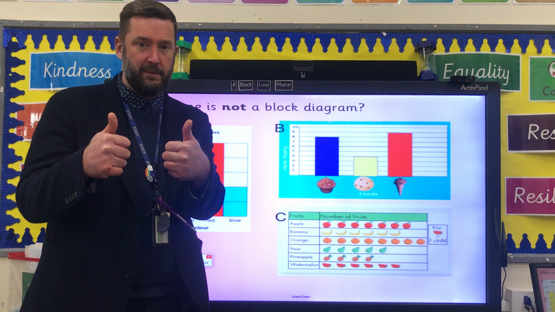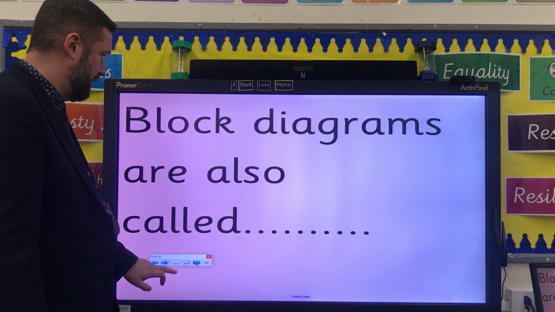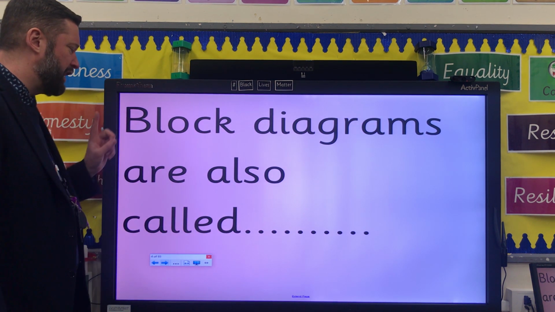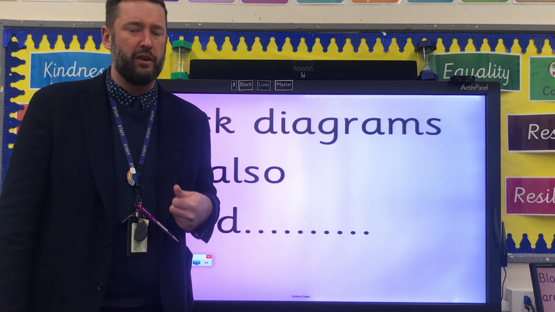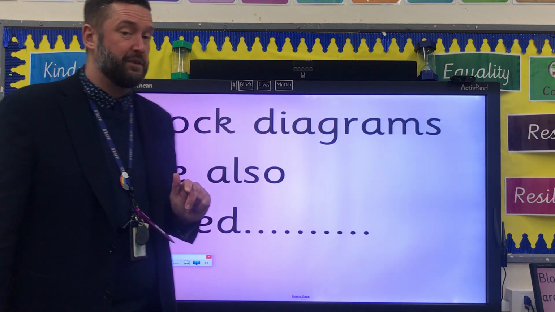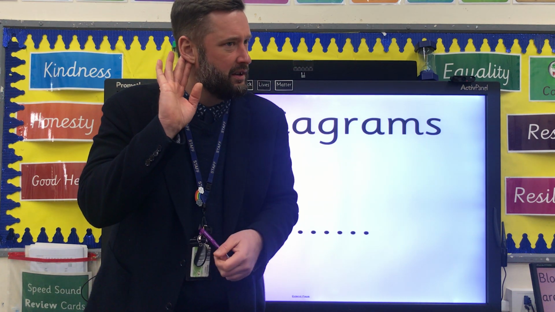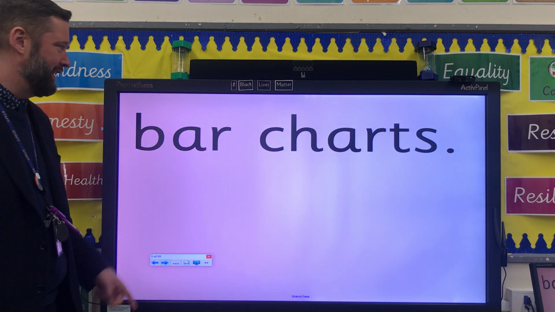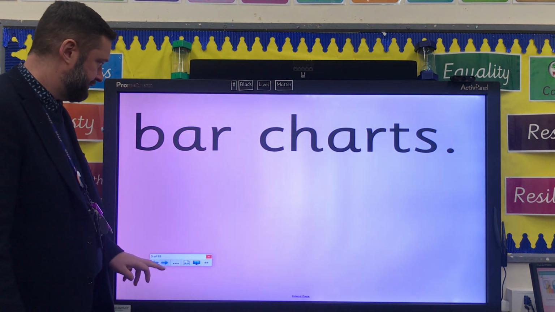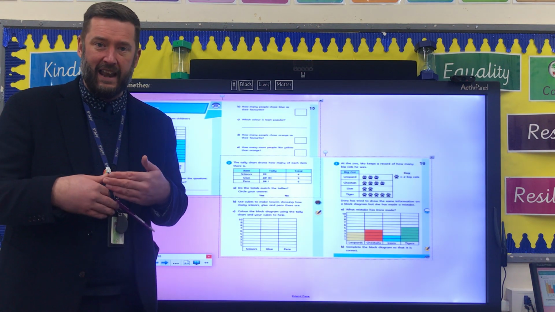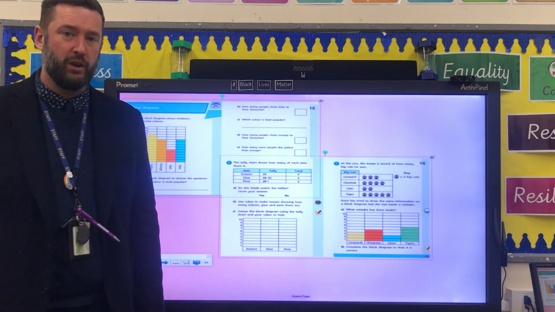Do you understand what block diagrams are? Good job. Yesterday I told you another name for block diagrams. Block diagrams can also be called, can you remember? Shout it out. Let's find out. Bar charts. Block diagrams and bar charts are the same thing. Today in our lesson we're going to be working through pages 15 and 16 of your maths booklet together.